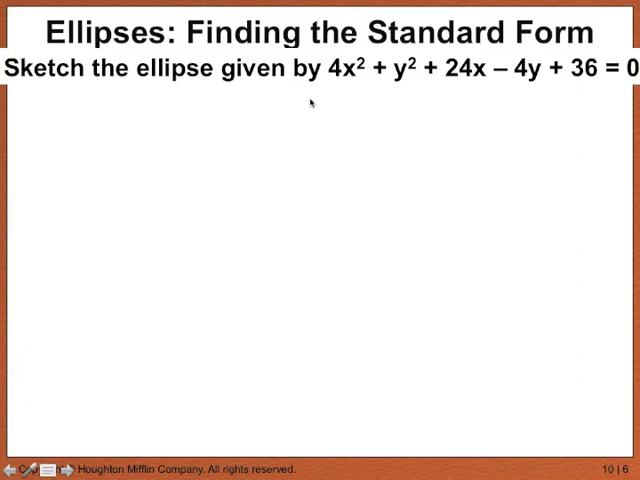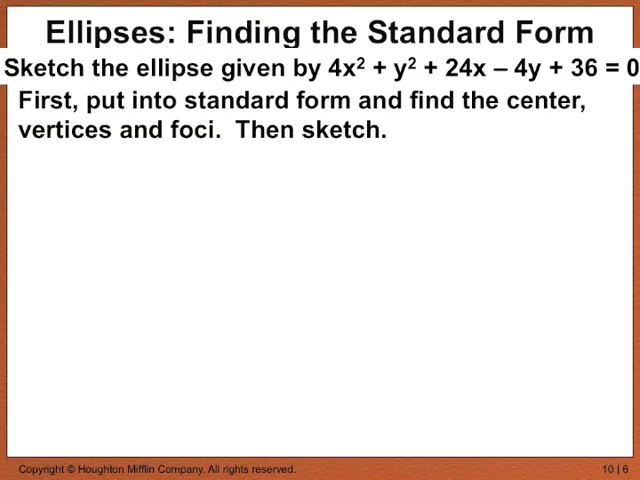All right, when you're given something in that form, you automatically have a signal that you should transform this into the standard form. So the strategy for this problem is first put this equation into standard form and then find the center, vertices, and foci. Now the problem itself tells you that it's an ellipse, so at least you know that. But we don't know whether it's horizontal or vertical yet. After we put it into standard form and find the center, vertices, and foci, we're going to sketch.